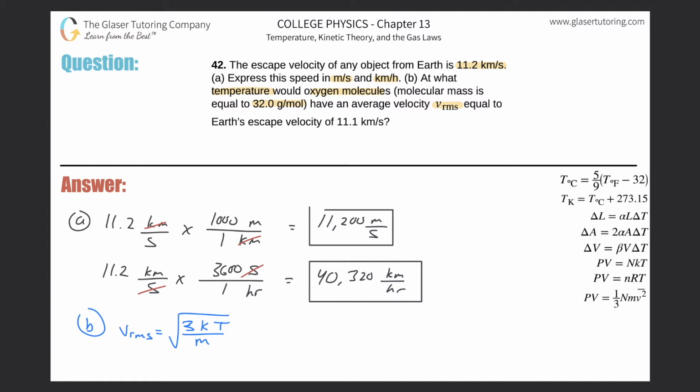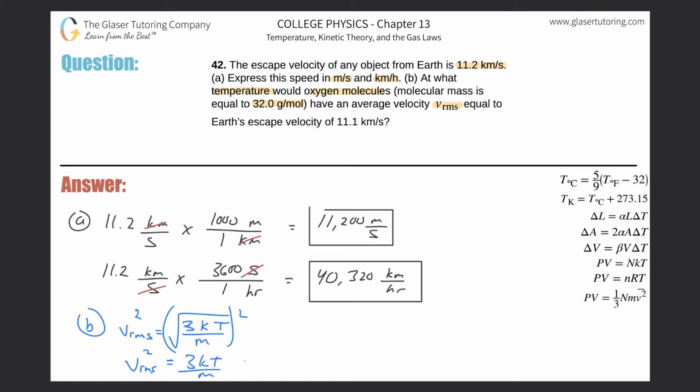So now what I need to do is solve this thing. We're finding the temperature, right? And notice this equation relates velocity to temperature. That's exactly what I want. So solving this for temperature, I have to square both sides, right? So if I square the left and I square the right, we have V RMS squared, and that will then equal 3KT all over M. Okay, and now what I need to do is solve this for T, right?